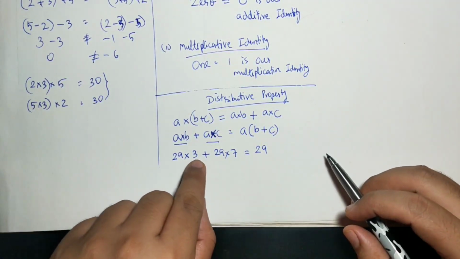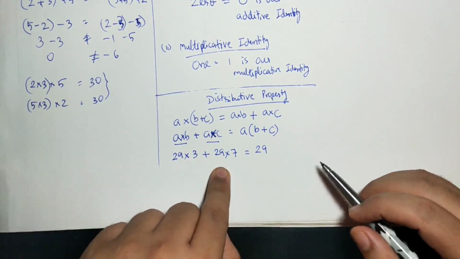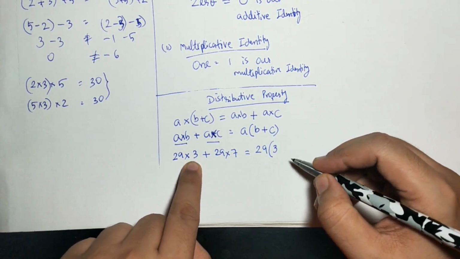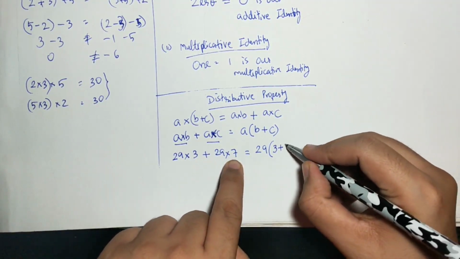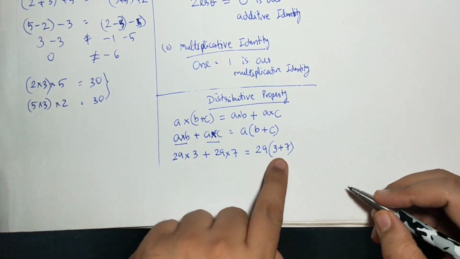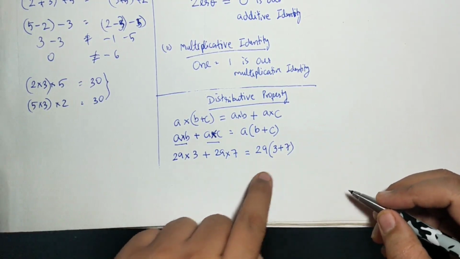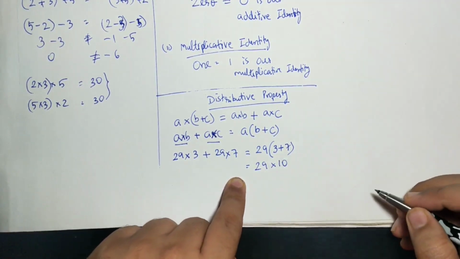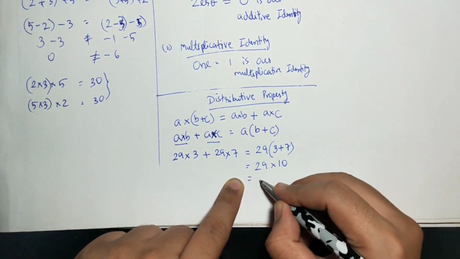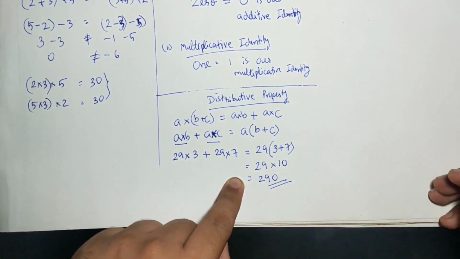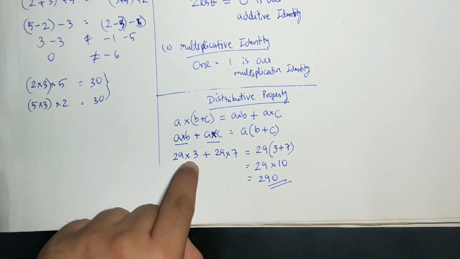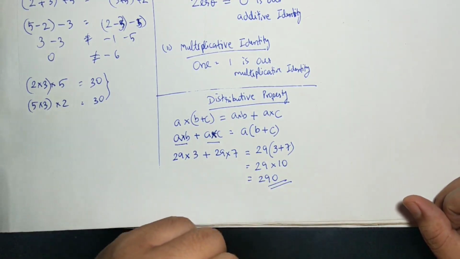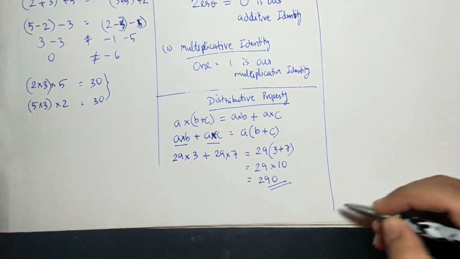As we can see, there's 29 times 3 plus 29 times 7. 29 is common in both of them, so I'll write 29 outside. In the bracket, 3 remains over here, then there was a plus sign, and 7 remains over here. In the bracket, according to the BODMAS rule, the bracket has to be solved first. Can you say what is 3 plus 7? That is equal to 10. If I multiply 29 into 10, it will be 290. So without multiplying 29 into 3 and without multiplying 29 into 7, I got the answer 290 by the distributive property.